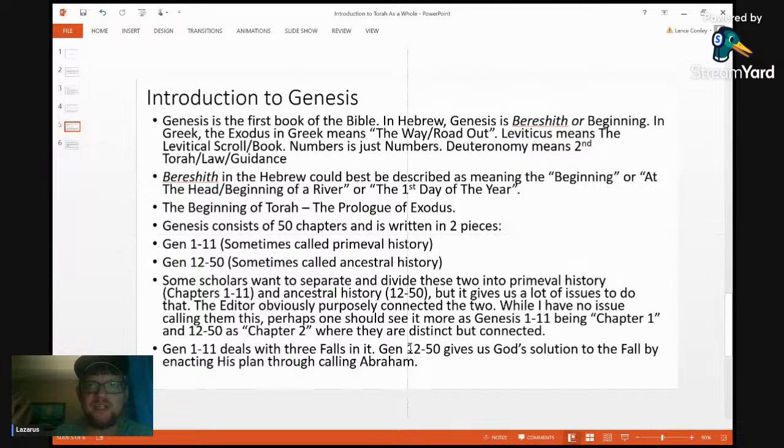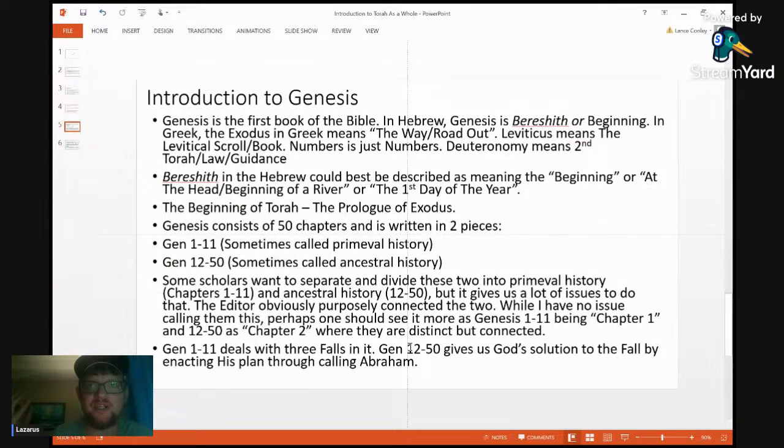We didn't have chapters and verses at first with the Bible. It was all just a big scroll, right? But when the editor connected it, I would think it would be easier if we had done it like this: chapter 1, primeval history, chapter 2, ancestral history. That would kind of make sense. I just thought I'd put that out there, to give you some thoughts to think about.